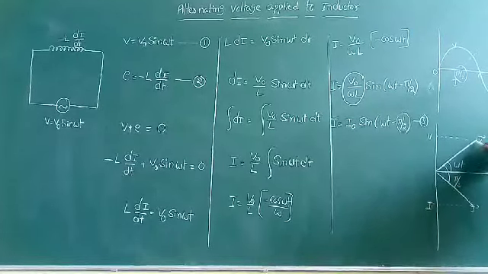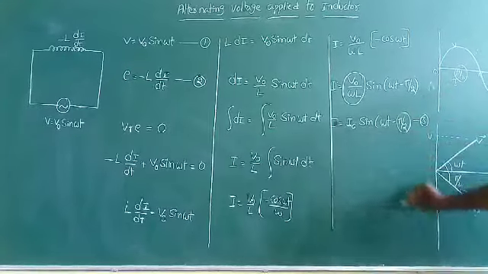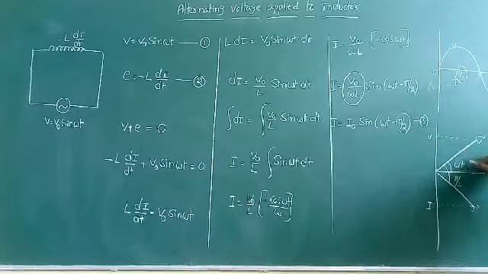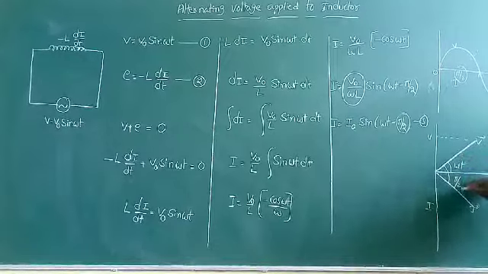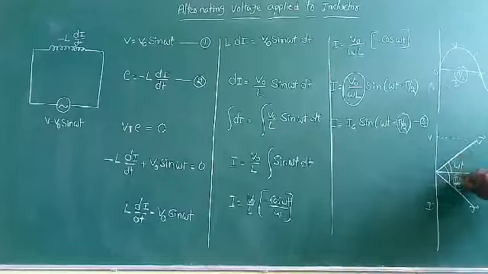This is the voltage vector and this is the current vector. Both are moving in anti-clockwise direction with certain angular frequency. Now, the phase difference between these two quantities is 90 degrees. The phase difference between voltage and current is 90 degrees.